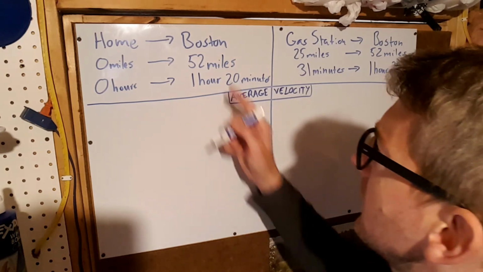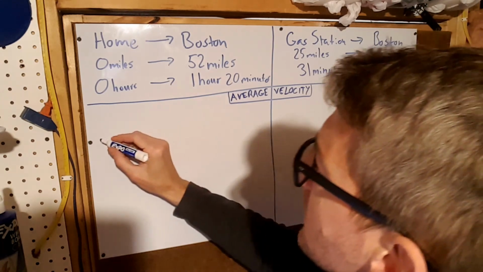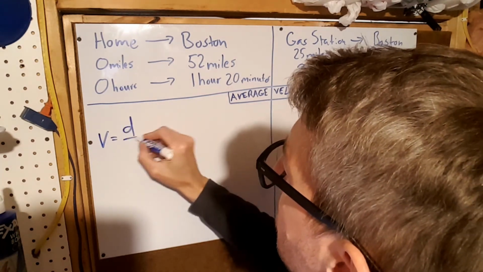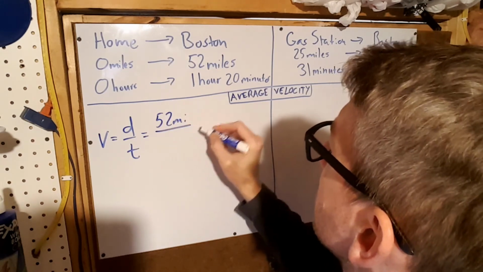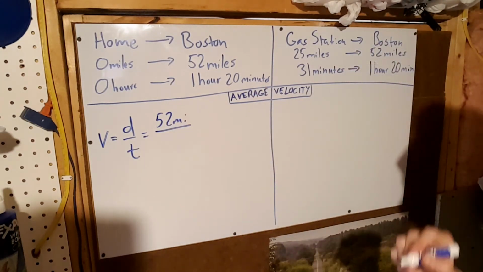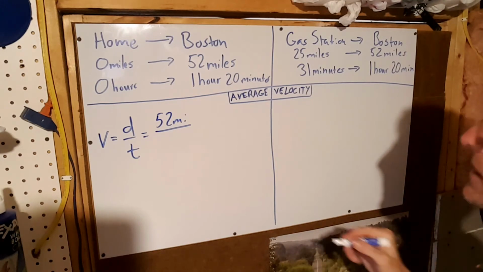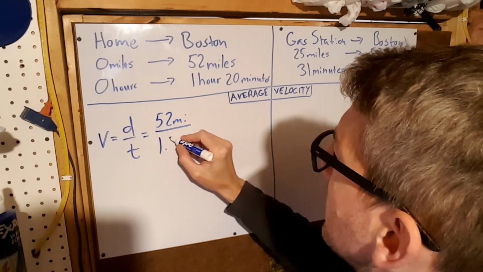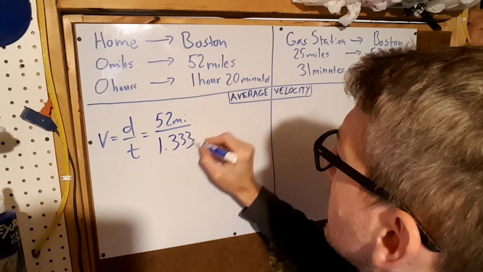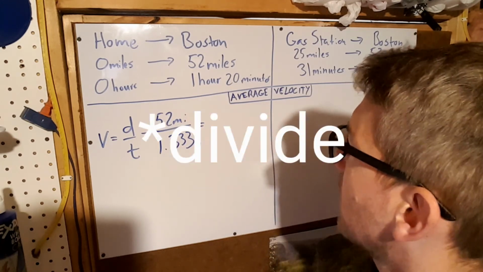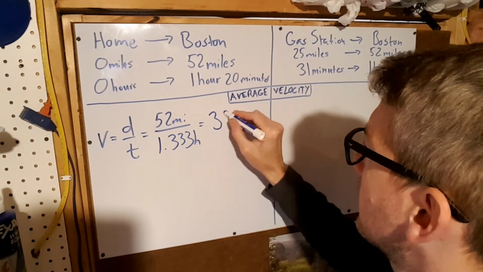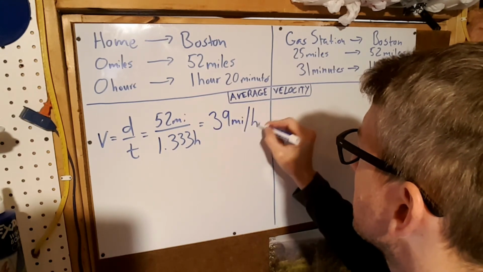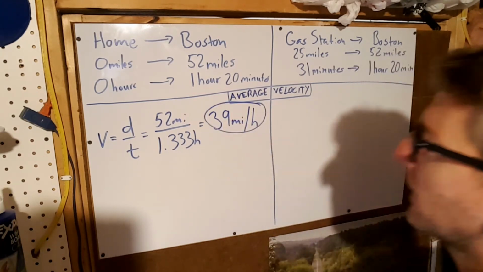Your average velocity from home to Boston is going to be the change in distance over the change in time. The change in distance is 52 miles. The change in time is 1 hour and 20 minutes. I'm immediately going to change that to hours altogether because it'll make life easier. And your time is 1.33 hours. If you multiply that out, you will get an answer of 39 miles per hour average speed. 1 down, 5 to go.